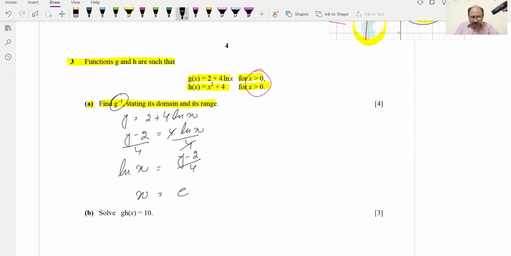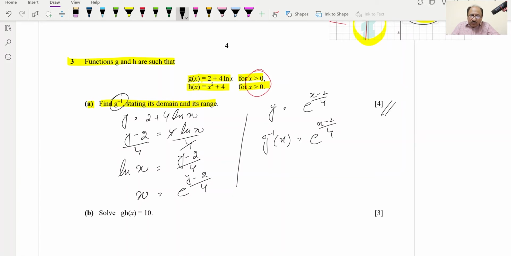Now we can take power e on both sides to get rid of log, so x will be equal to e raised to the power y minus 2 over 4, and now we can swap x and y, so y will be equal to e raised to the power x minus 2 over 4, and this will be our g inverse of x is equal to e raised to the power x minus 2 over 4.